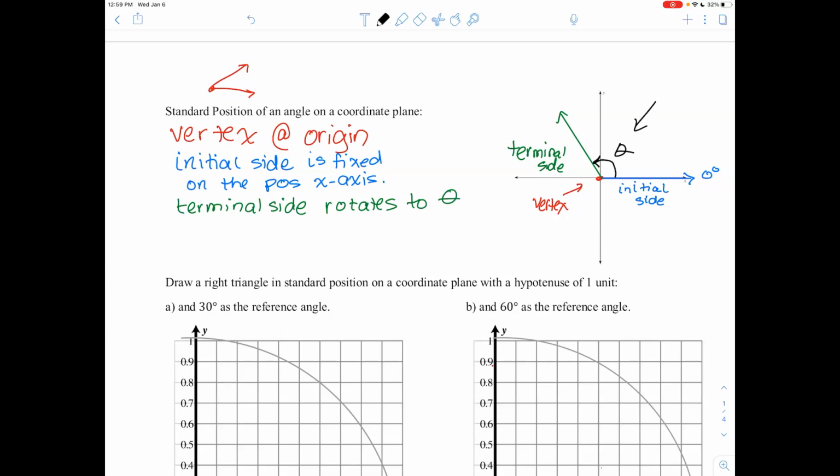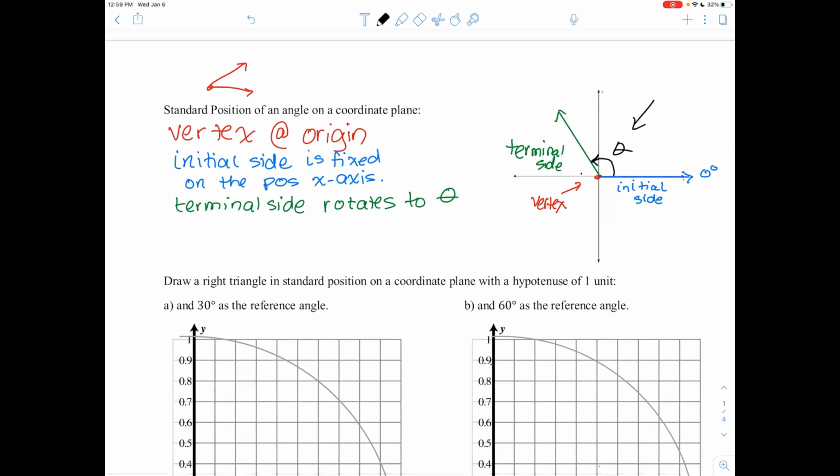And this right here is what we call, well, no, actually, if it's acute, we would call it the reference angle. This is the reference angle, but don't pay attention to that for now. Okay, there it is. That is the standard position.